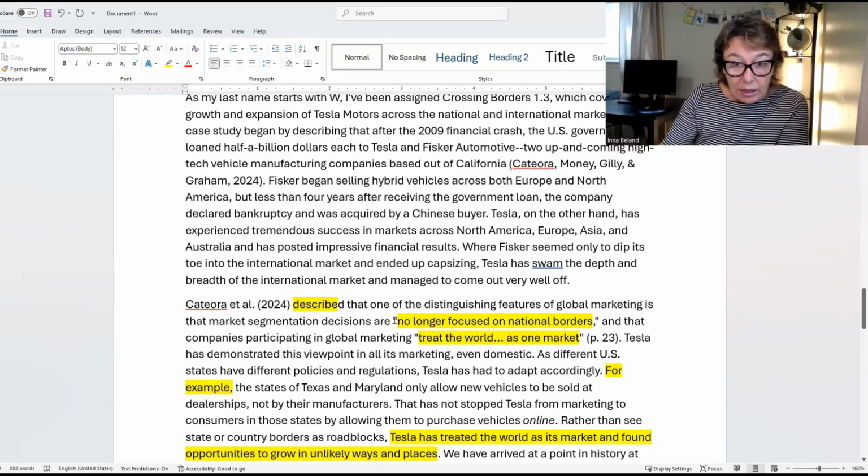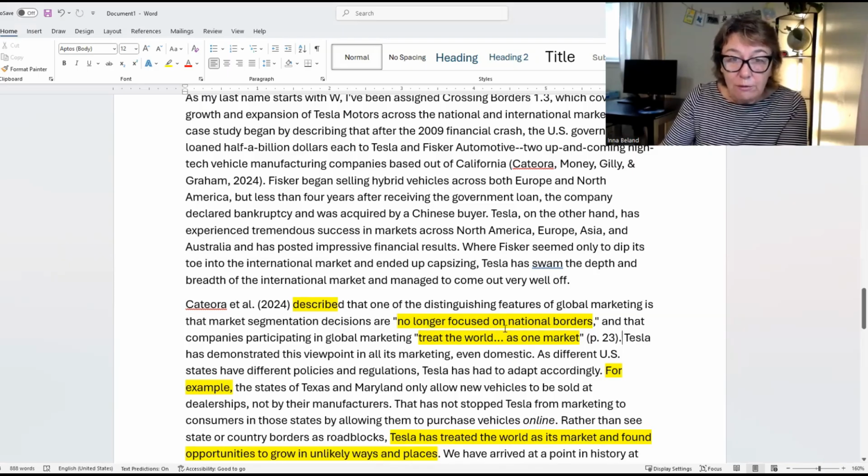Now, I see very short quotation marks: a short quote, and another short quote with the page number. Very good job, very good job. Now I want to look at the quotes themselves.